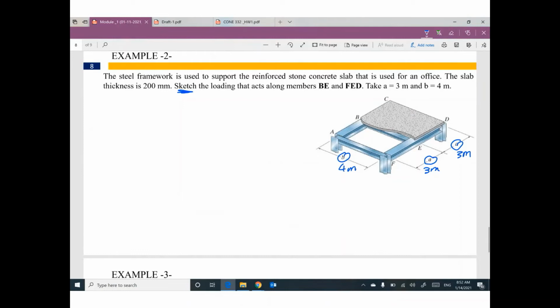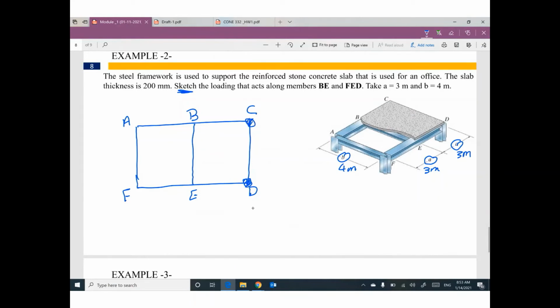If you would like to draw this plan of a slab, it looks like this. F, E, D, A, B, C. We have 4 columns at these 4 corners. These dimensions, 3 meter, 3 meter, and 4 meter, are given.